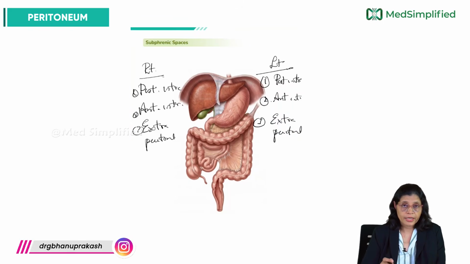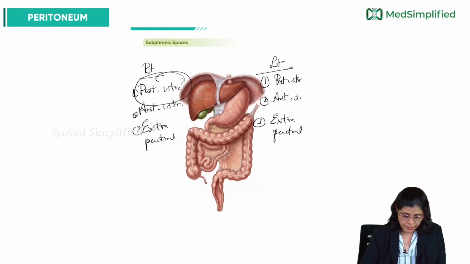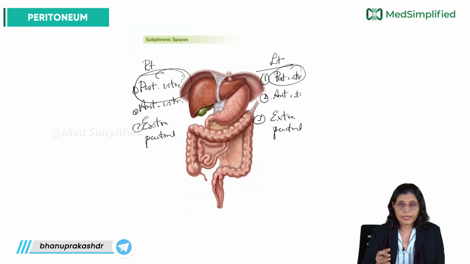And now we will see among these 2 important spaces. One is the right posterior intraperitoneal compartment. Another one we will be studying is the left posterior. These posterior intraperitoneal compartments on the right and on the left are both very important clinically. The right posterior intraperitoneal compartment is called the hepatorenal pouch of Morrison, and the left posterior intraperitoneal compartment is our lesser sac or the omental bursa.